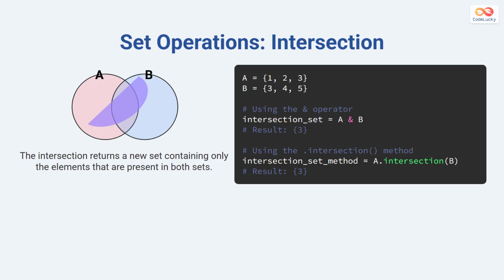An intersection gives you a new set containing only the elements that are common to both sets. Imagine you have a set with 1 and 2 and another with 2 and 3. Their intersection would be a set containing just the number 2, as it's the only element present in both. You can achieve this with the ampersand operator or the intersection method.